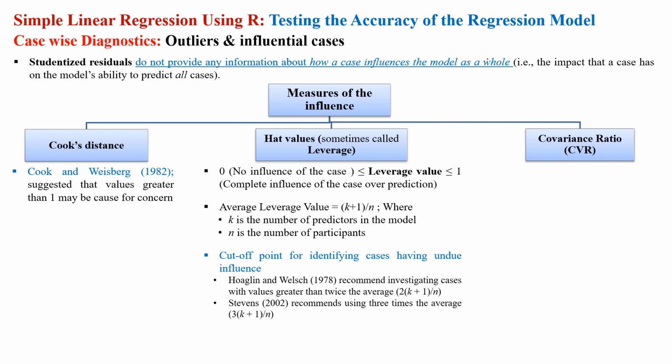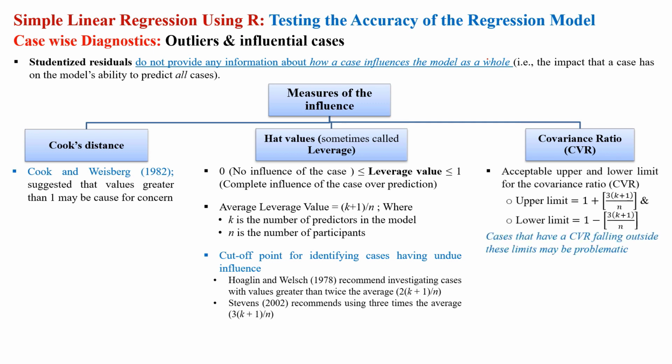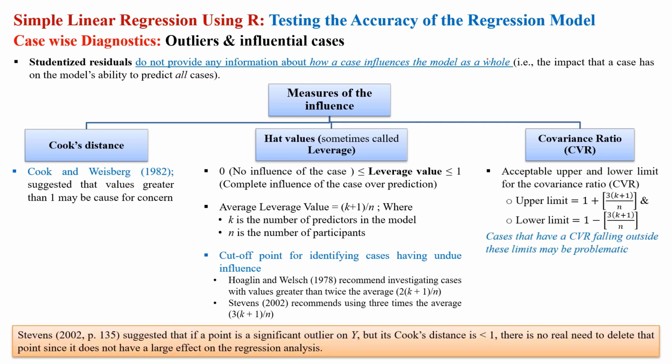They provide the criteria with the help of the 1% or 5% perspective. So if we want to find out the influence of individual cases, then we can use the Cook's distance or the hat value, which is also known as leverage, or we can use the covariance ratio. Cook in 1982 said that if the Cook's distance is greater than 1, then there is a concern that you should delete that particular case or data point.